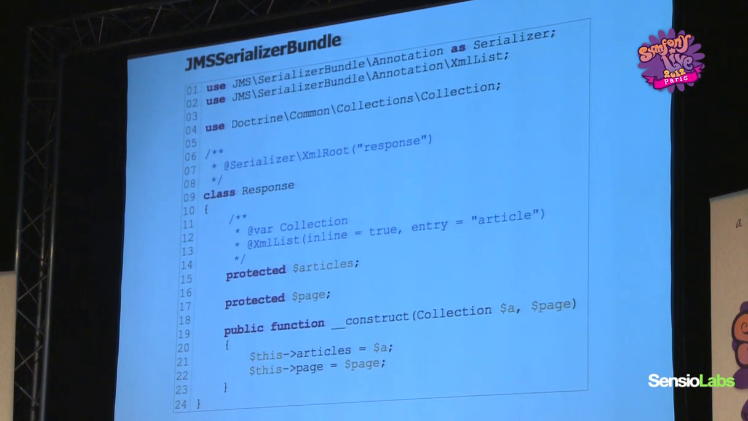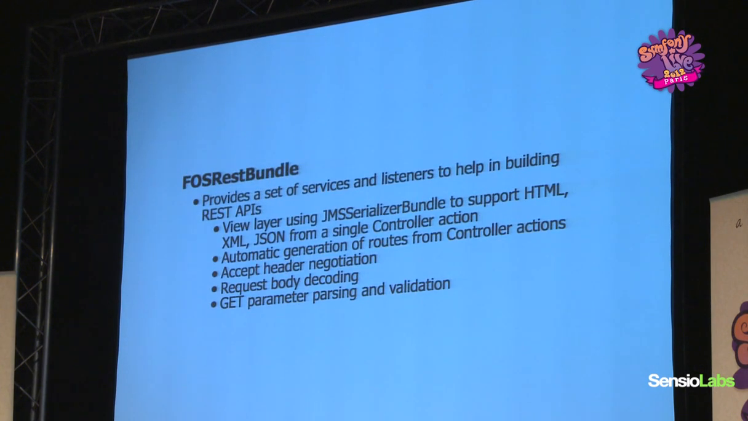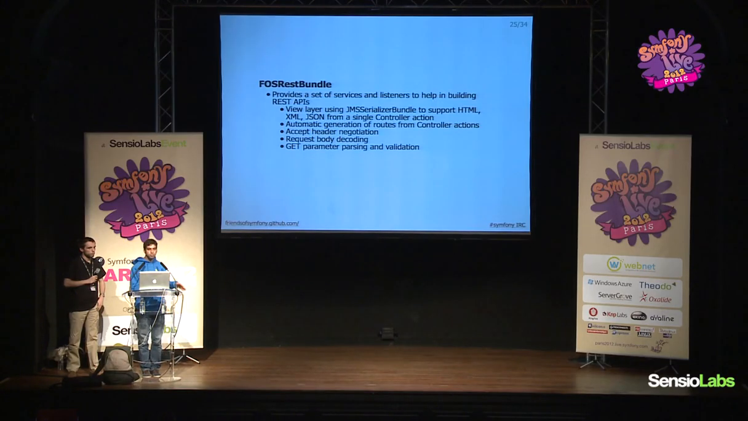But the idea really is here, if you want to optimally use JMS Serializer bundle, you just have to ensure that you represent your data as an object graph, and then you can define all these rules for serialization. And I'm going to come to the next bundle, FOSRest bundle, which actually uses JMS Serializer bundle to make it easy to provide RESTful APIs that support HTML, XML, and even JSON with the same code.